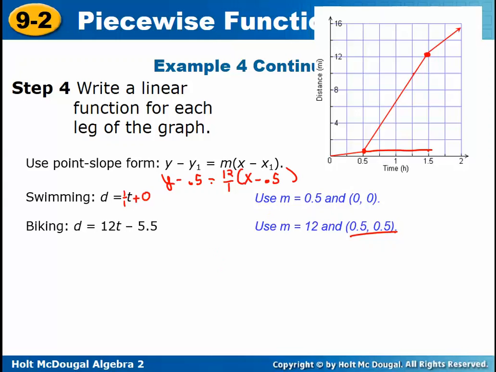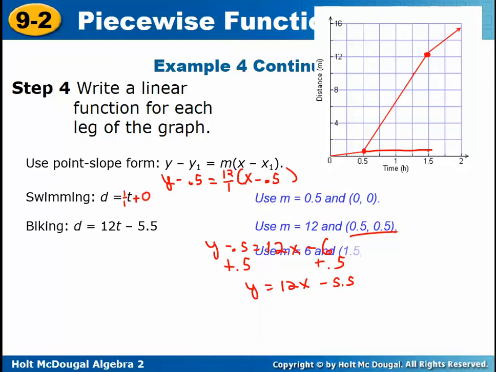So then we would have that y minus 0.5 is equal to, now I'm going to multiply that through. 12/1 is the same as 12, so we have 12x minus 12 times 0.5, which would be 6. And then all we have to do is add the 0.5 to both sides, and we get y equals 12x minus 6 plus 0.5, which would be minus 5.5.